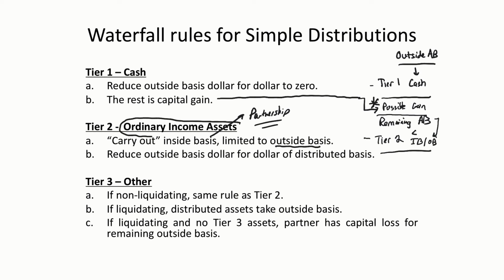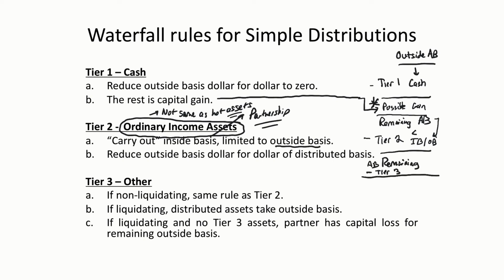Now note, these are not the same as hot assets. They might be, but they're not always. We're talking about things like inventory and accounts receivable. Those are the ones you're going to see almost always. In this class, you will. Those are ordinary income assets, inventory and accounts receivable. We've learned about that already. Okay? Then you get whatever's left, remaining. You go to Tier 3.